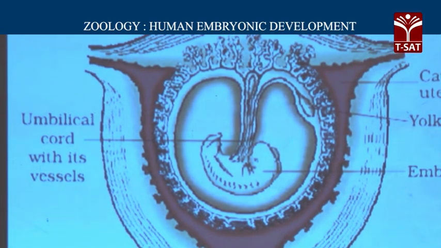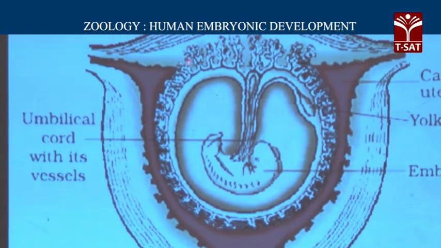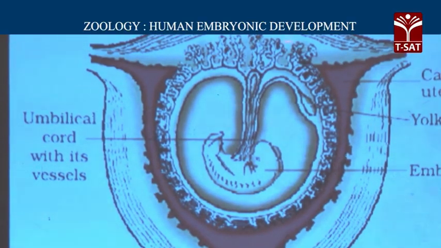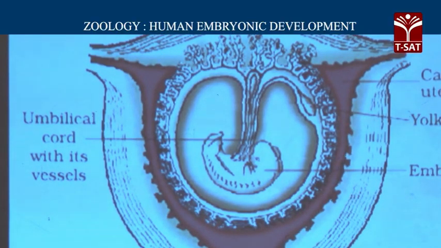And you will not see these villi present everywhere. It will be very clearly present only at one point. Initially it is metadiscoidal, but later the villi are restricted to one area and we term it the discoidal placenta.